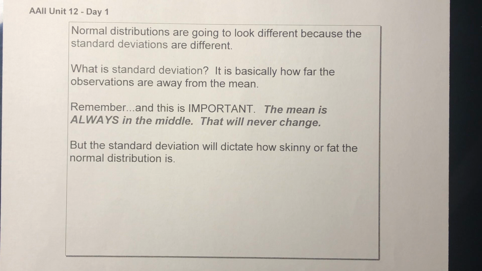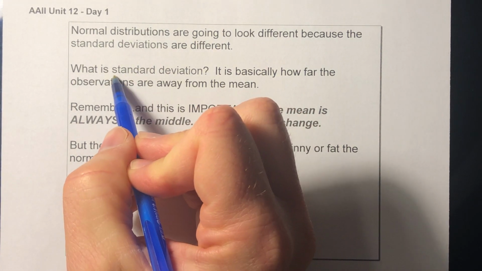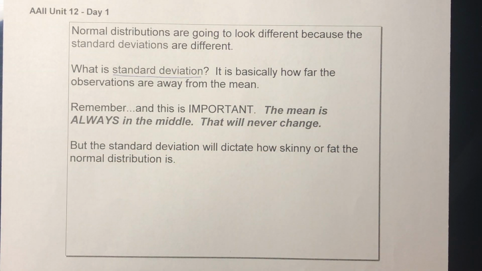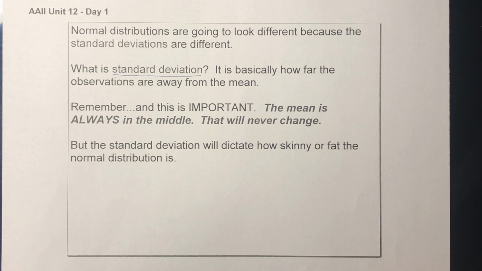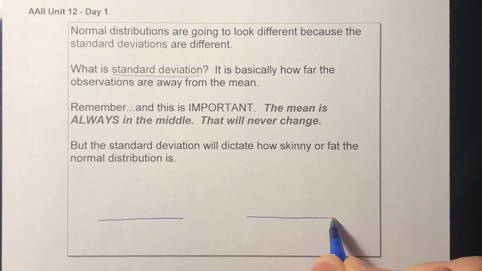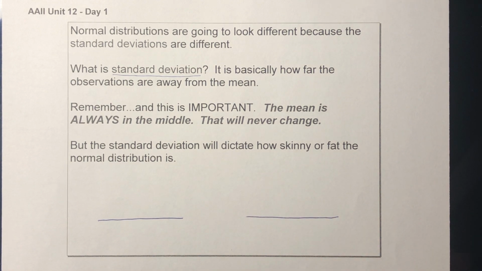Normal distributions will look different. We have what's called a standard deviation. Okay, standard deviation. That is basically how far it is from the middle, the mean. So it's always important to remember that the mean is always in the middle. Okay, so here's some examples of why they could look different.